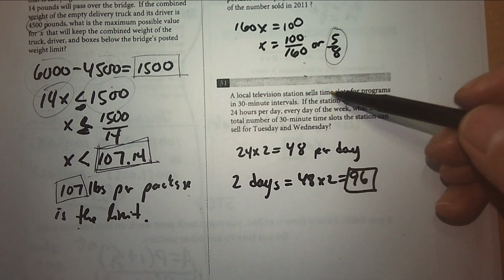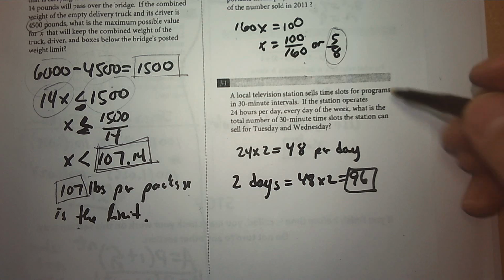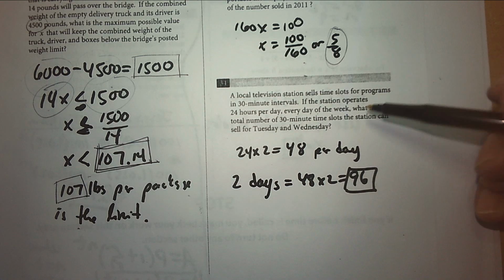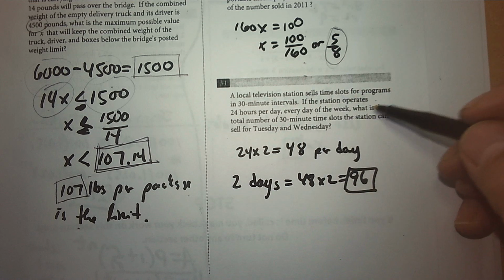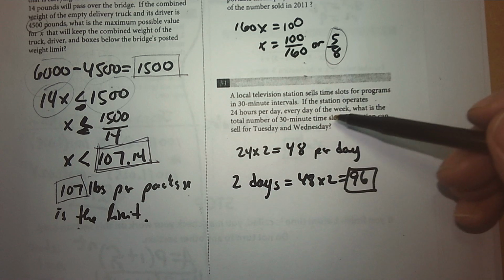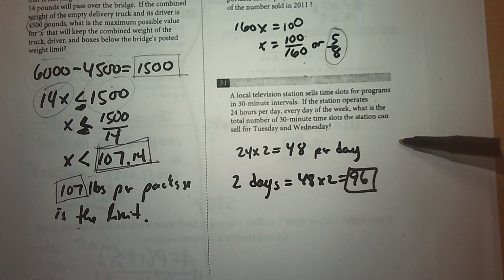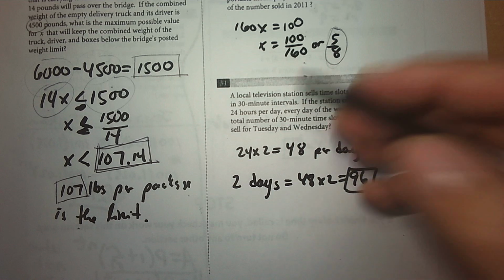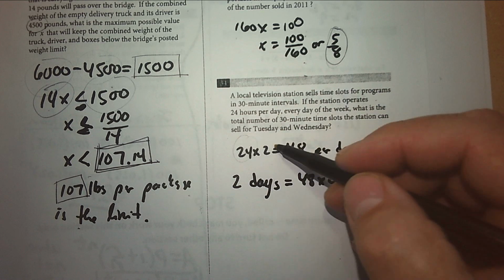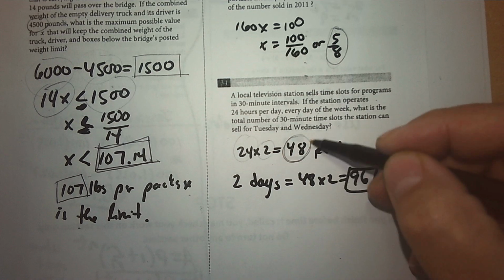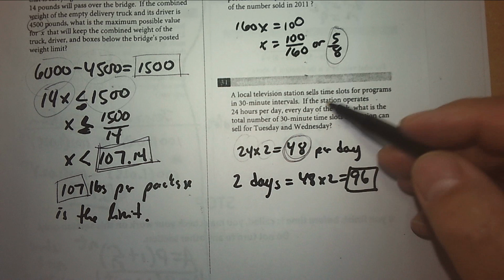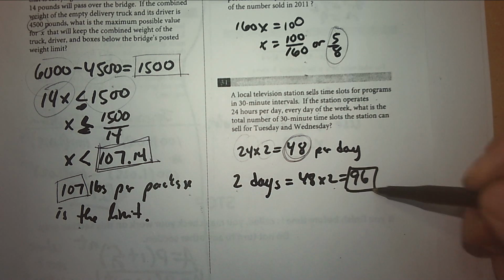A local television station sells time slots for programs in 30-minute intervals. If the station operates 24 hours a day, every day a week, what is the total number of 30-minute time slots the station can sell for Tuesday and Wednesday? So how many hours in a day, obviously, times 2 is how many commercials could they do per day? 48. For 2 days of the week, 2 times 48 is how many commercials in total? 96. Turn the page.